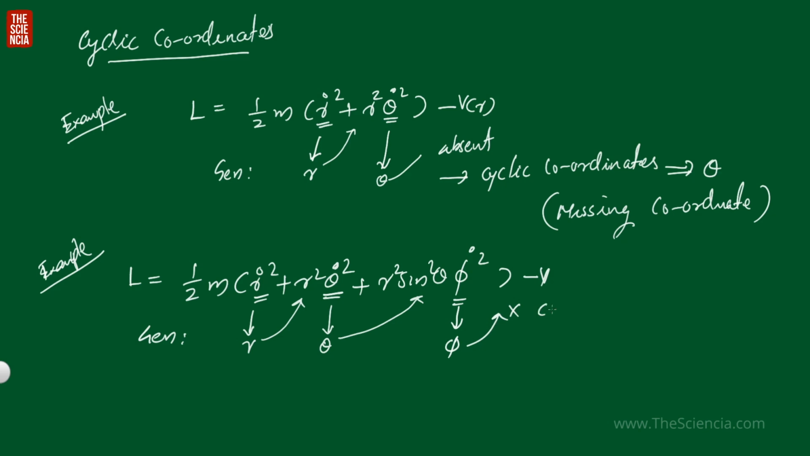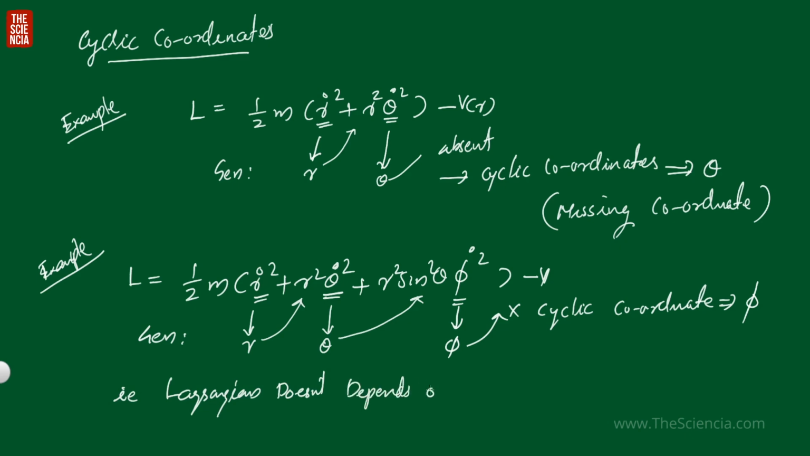So here the cyclic coordinate is phi. That is the missing coordinate in the Lagrangian. So the cyclic coordinate is the missing coordinate. That is, the Lagrangian doesn't depend on the cyclic coordinate.